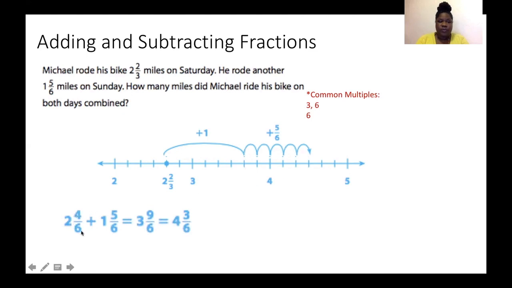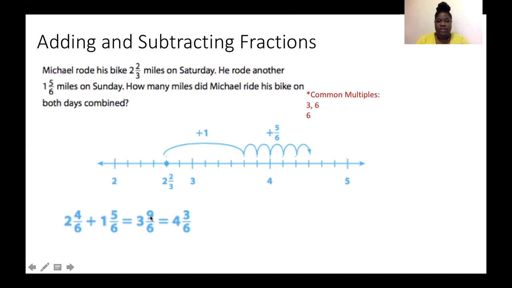So here's what my equation looks like. 2 and 4/6, which is equivalent to 2 and 2/3, plus 1 and 5/6 is equal to 3 wholes, because 2 plus 1 is 3, and then 4 plus 5 is 9. And remember, my denominator does not change, 6. So I have 3 and 9/6.